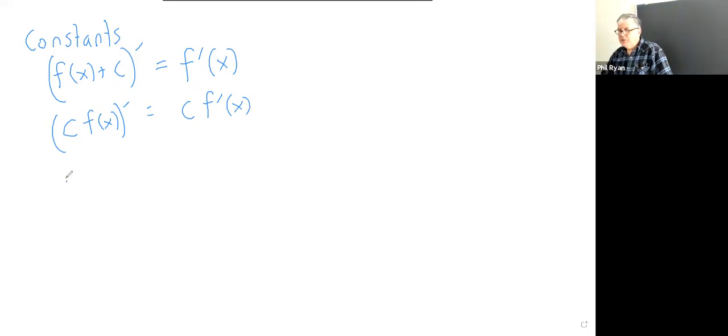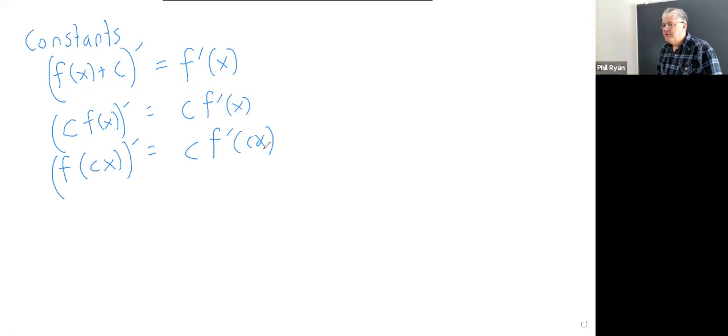And the third way you can put a constant in is if you multiply the x. And again, that multiplies the derivative, right? Because you've got kind of like a chain, and so you're speeding up the inputs, and so that speeds up the whole, so that speeds up the outputs as well.